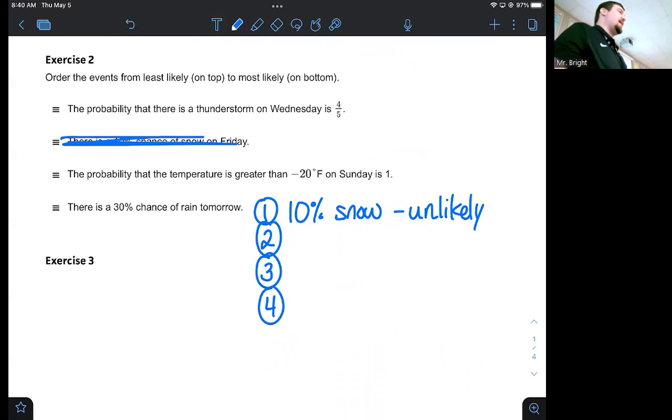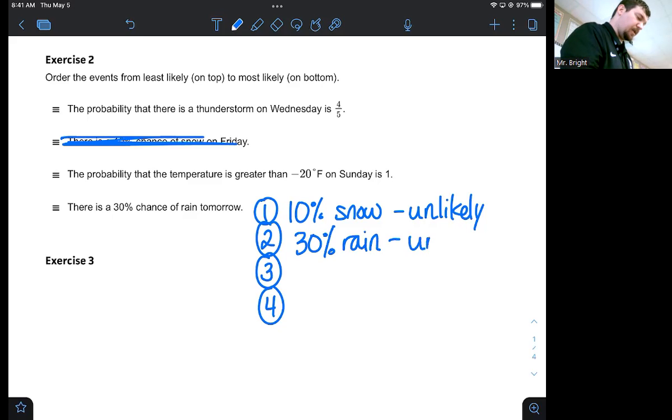Which of these is the next most unlikely? Caden? That's right, the 30% chance of rain. And Ella, if you had to classify that, would you say it's impossible, unlikely, as likely as not, likely, or certain? Yeah, it's still unlikely. It's 3 times more likely than the snow on Friday, but still unlikely.